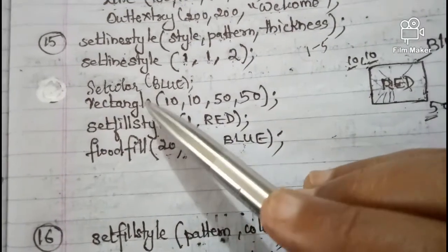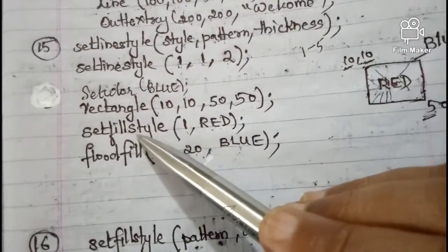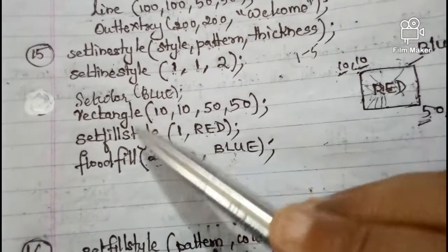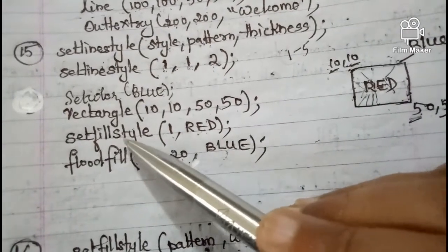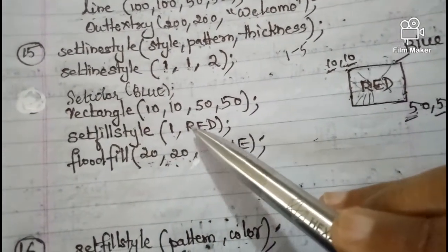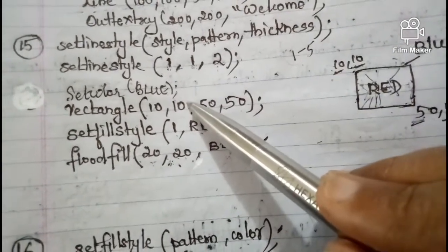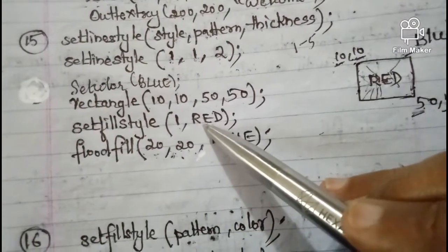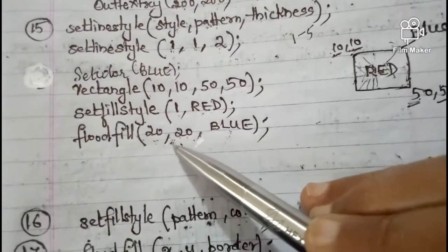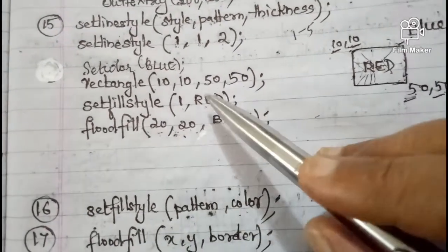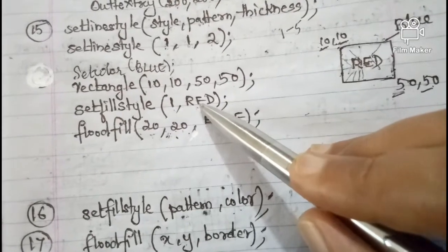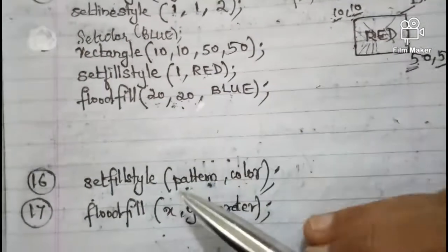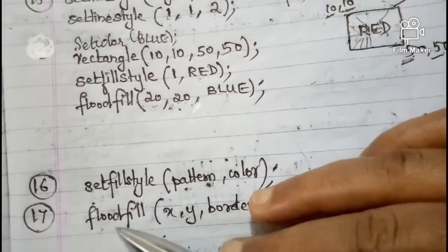I repeat once again. Before using set fill style, it is necessary that you have to complete the picture. Once the picture is complete, you can specify set fill style. Set fill style function is used to give a color, and this color will be filled inside that particular region. Now you have clearly specified that the interior of the rectangle is to be colored using red color. Now what is the purpose of this flood fill function? You have just specified the color, but it is necessary to specify from where should we start the coloring. To specify the starting point, we use flood fill function.